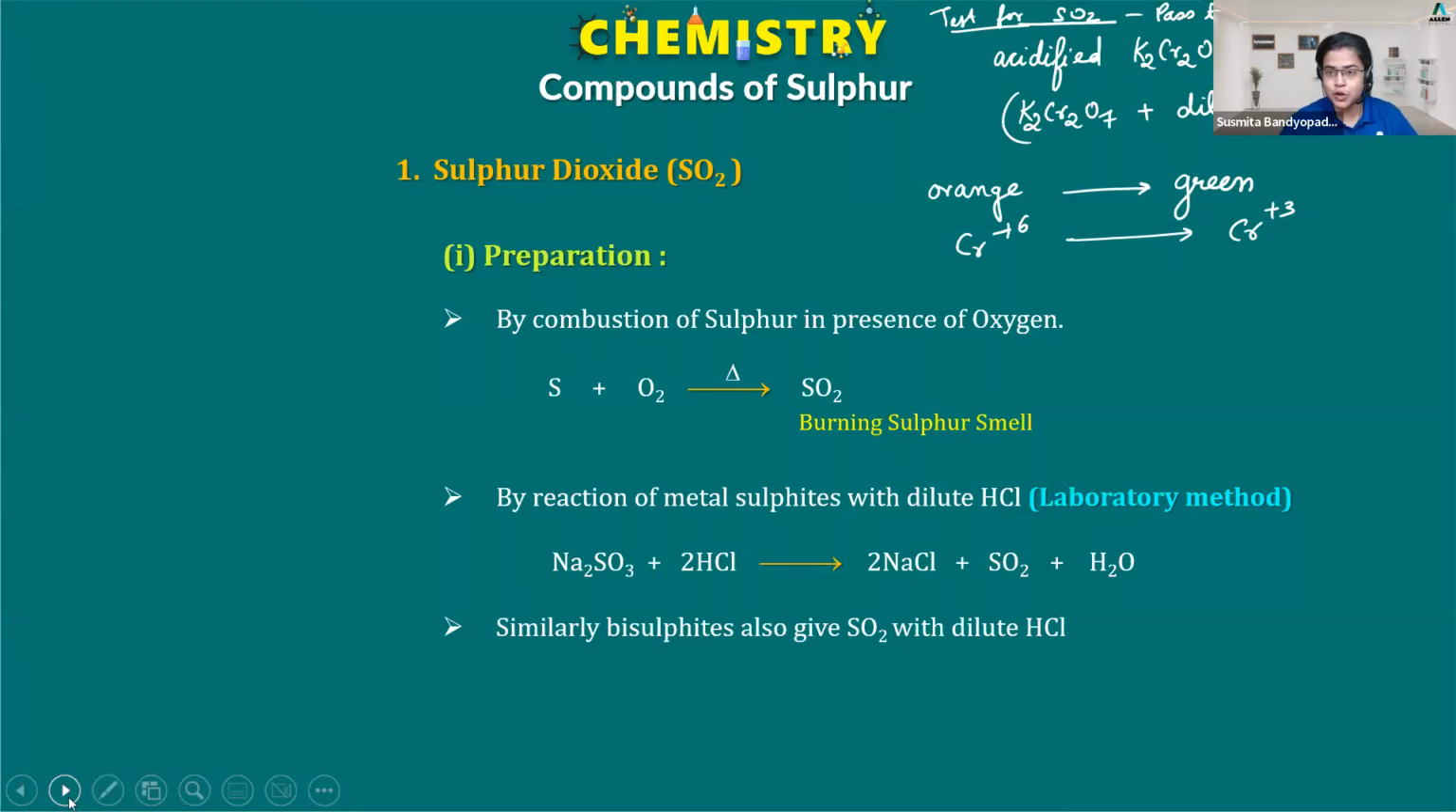I'll try my best to give you all the additional inputs. You can correlate it with other chapters. At the same time, we can cover things of this chapter also. Fine. Similarly, bisulfides also give SO2 with dilute HCl. Sulfides will liberate SO2.